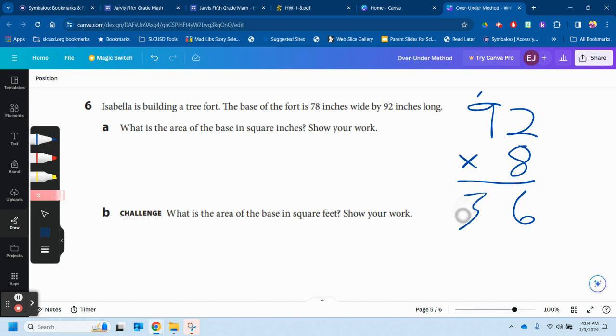Whoops. Let me write this a little better. 736. But I really multiplied it by 80. So to do that, I just add a 0 to the end. And now I need to think, so I multiplied it by 8. I just have to subtract. It's going to get a little messy. 2 times 92 from 7,360. So I'm going to subtract 184.